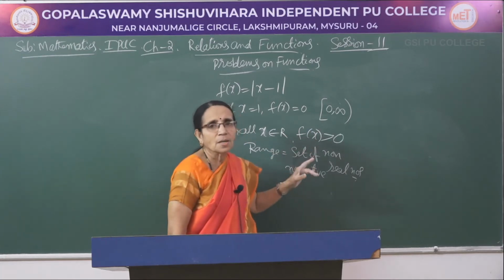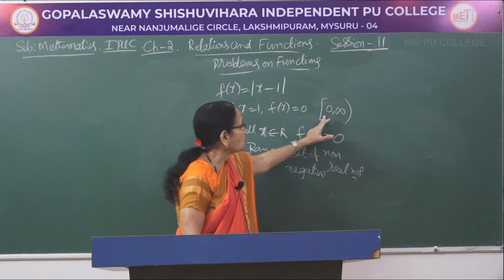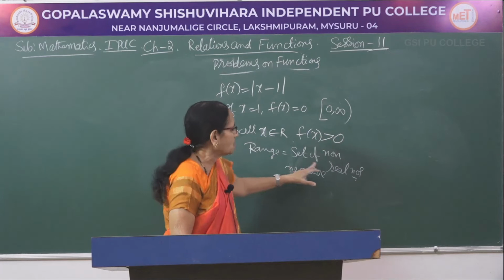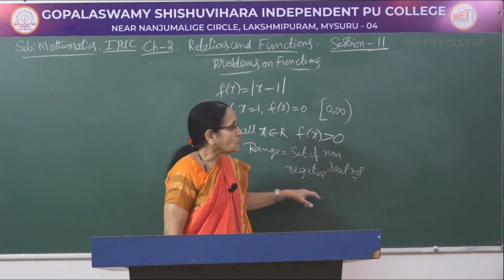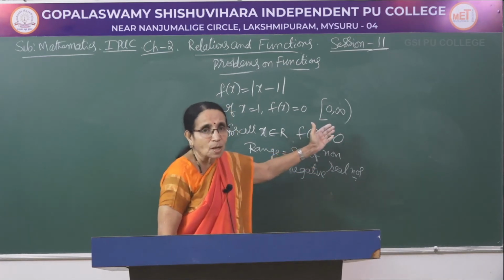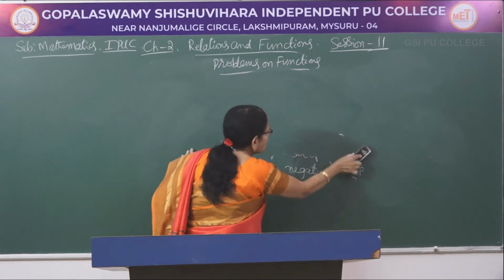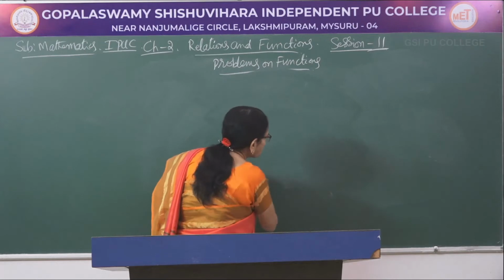It contains all x such that 0 is less than or equal to x, less than infinity. Any one method: either you can write it in the form of a sentence, or in the form of an interval, or in the form of a set also. So, this is how we have to consider.